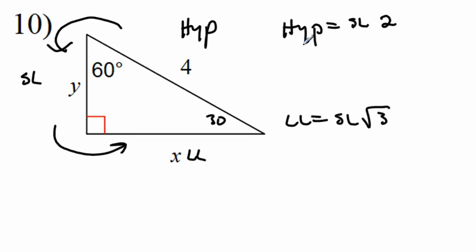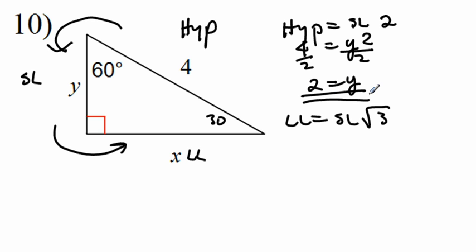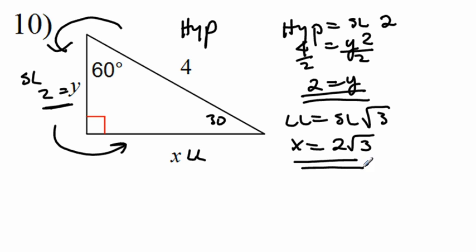So if I know the hypotenuse is 4, I know the short leg is equal to y, and this is 2 times y, so we divide by 2, and so what do we get y is equal to? 2. So we know that our short leg is equal to 2. Now I would like to find the long leg. And since I know what the short leg is, I can plug it into my equation here and I get x equals 2 times root 3. And this is what my long leg is.